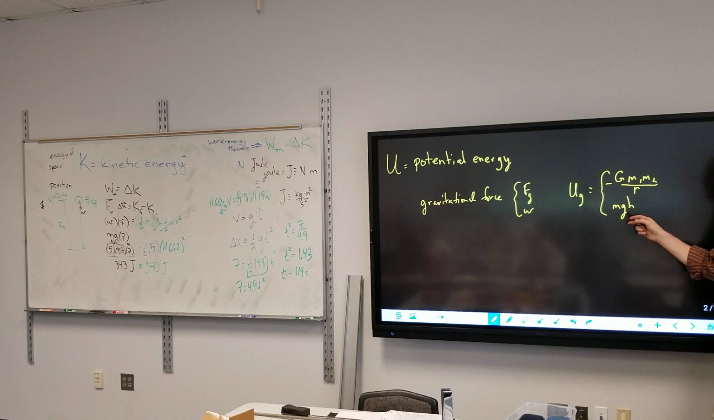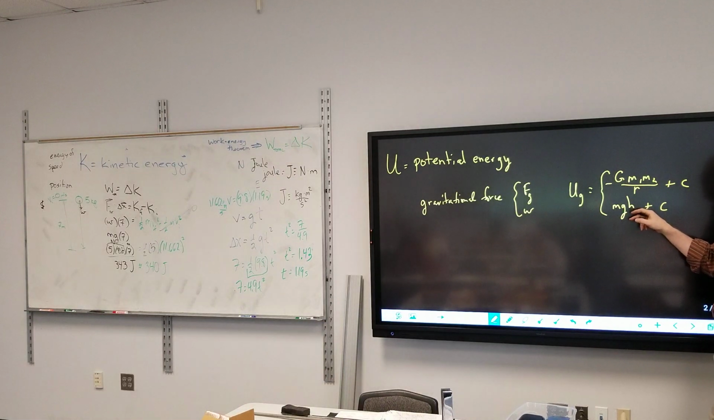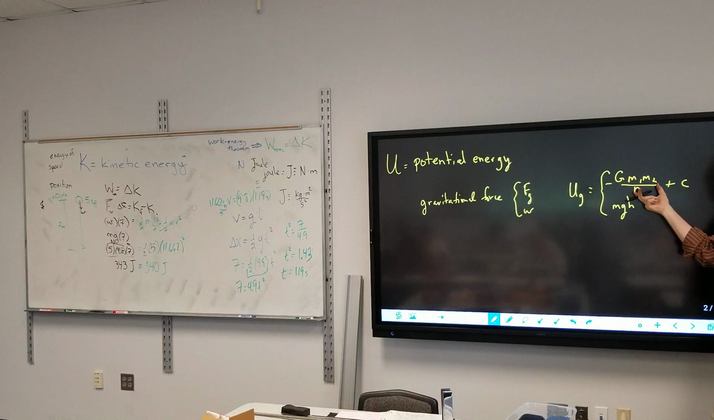Now, hopefully on the second one here, the mgh, you recognize mg is weight. This is just weight times height. Oh, yeah, plus some constant. The constant we generally ignore. So the first one is just a weight times a distance. The other one might seem a little bit more obscure, and at this point, yeah, it is. I present it without any derivation whatsoever, because the derivation requires calculus.